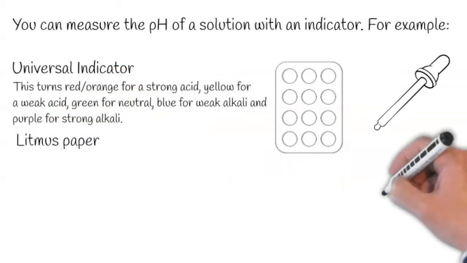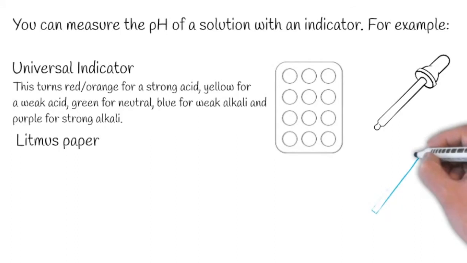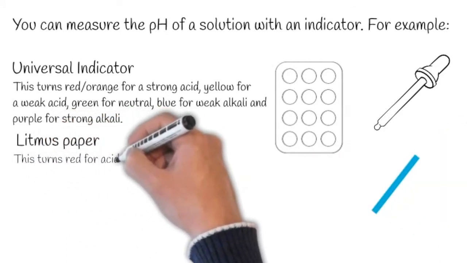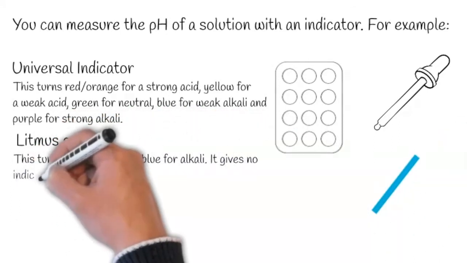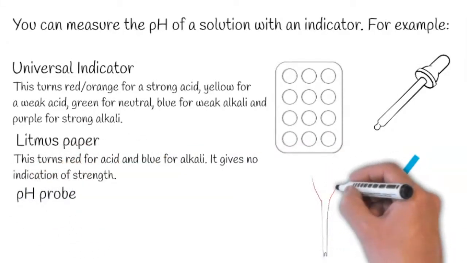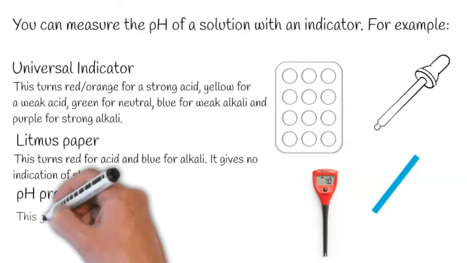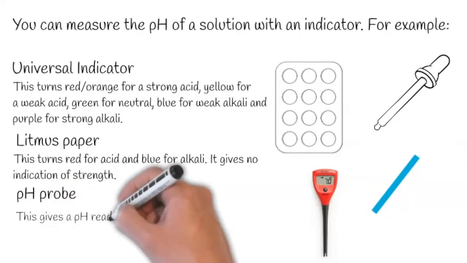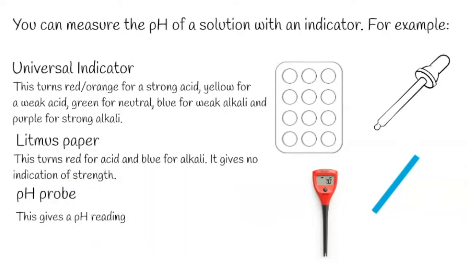You can also use litmus paper. It comes in red and blue. It turns red for acid and blue for alkali. However, it gives no indication of strength. You can also use a pH probe as pictured here. It gives a pH reading and therefore does give indication of strength.